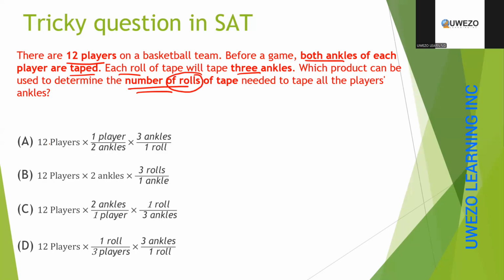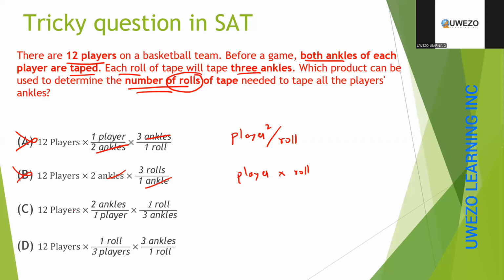Now if you look at option A, we can cancel the ankle units, but finally we'll be left with player squared over the number of rolls. But that's not the unit we are looking for, so cancel option A. In B, again, we can cancel the ankles, but now we are left with number of players times the number of rolls. Again, that's not the answer we are looking for. We are simply looking for the number of rolls.